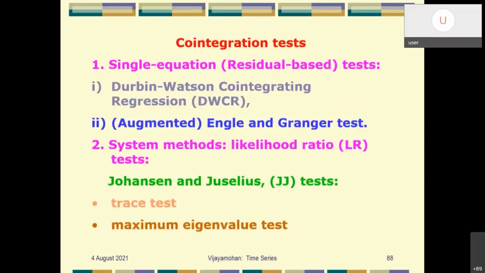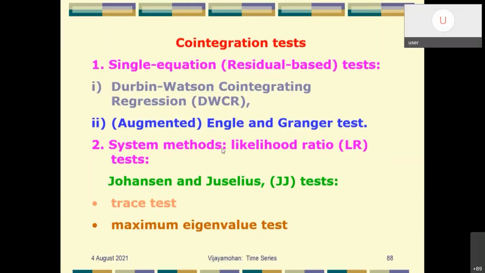So the cointegration test we have in different formats. The most popular one is the single equation residual based test given by Engle and Granger. Then we have a Durbin-Watson cointegrating regression test, but this is very rarely used. This is not available in any package also. Then the first one we can augment with the augmented Engle-Granger test.